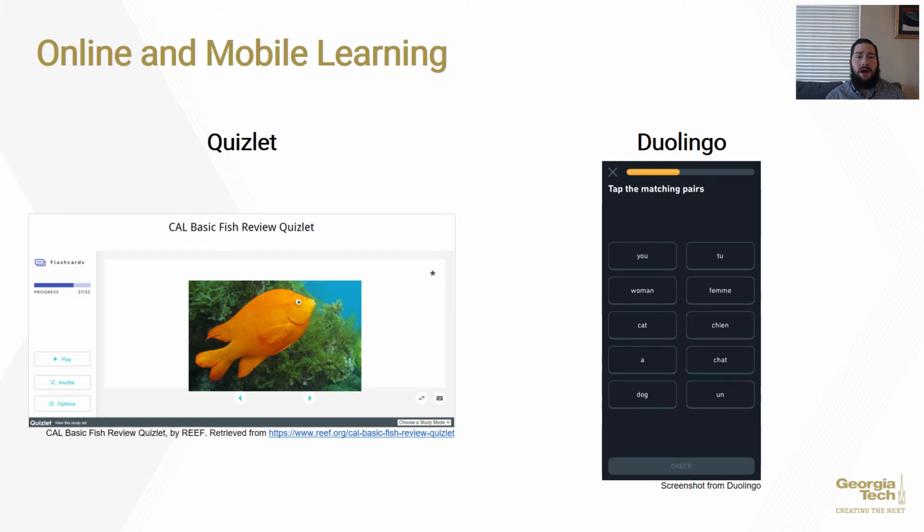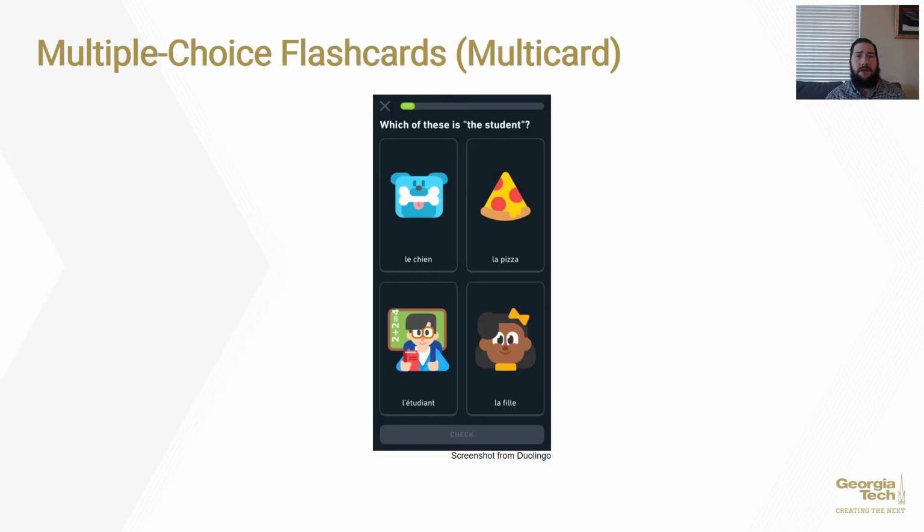Online and mobile learning offer options beyond traditional paper flashcards. Applications such as Quizlet are a paper-on-glass substitute for flashcards, which allow users to create decks and then share them. Other applications like Duolingo use a variety of different learning interfaces, such as matching pairs of words shown here. One interface that Duolingo uses is what I've called the multiple choice flashcard or multicard. The multicard asks the user a question and then presents 4 possible answers.